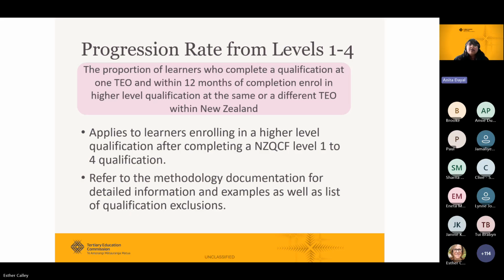Please refer to the TEC methodology documentation for detailed examples and information. There's also a detailed list of qualification exclusions, like short packages of learning, which includes micro-credentials and certificates of proficiency.